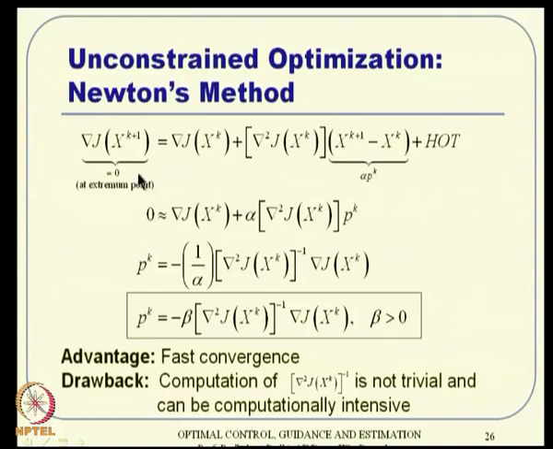Okay. But remember, this is all true for free optimization. The moment it is constrained optimization, this gradient vector need not be 0. Now, we have to talk about the gradient vector of an augmented cost function, and that has to be equal to 0 and things like that.